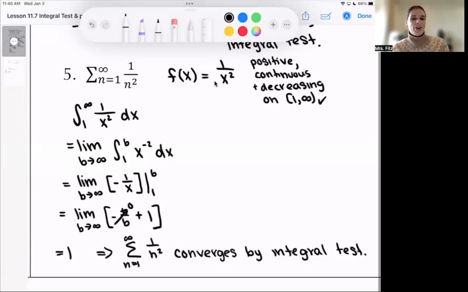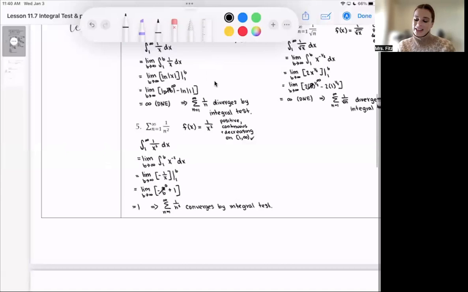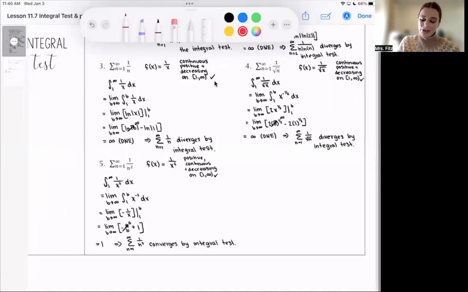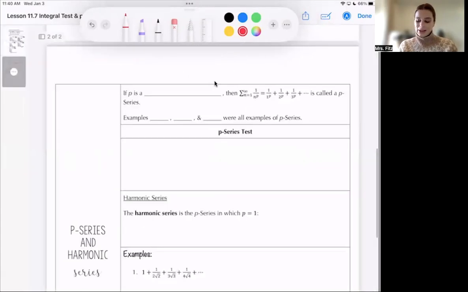Okay, so you're going to get really mad at me because it turns out that numbers 3, 4, and 5 can all be done in a much easier way if you know what a p-series is. So let's go ahead and jump into p-series.